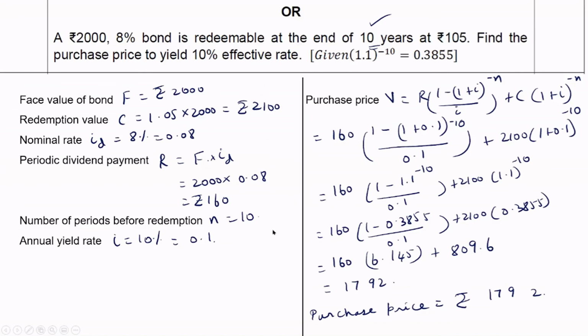So writing all these carries 1.5 marks, and then substituting the values up to this carries 1.5 marks, and the final answer carries 1 mark.